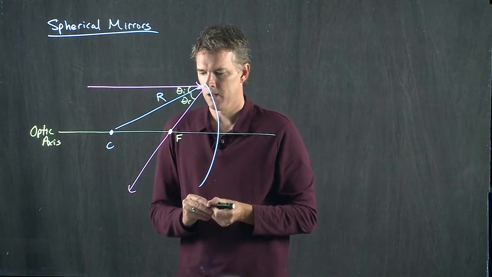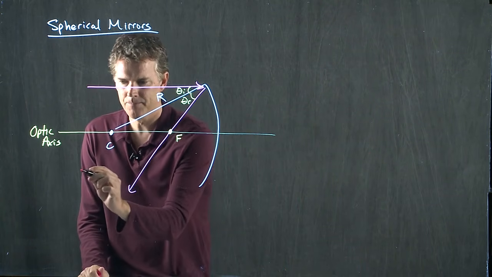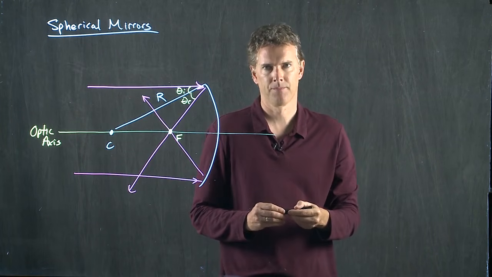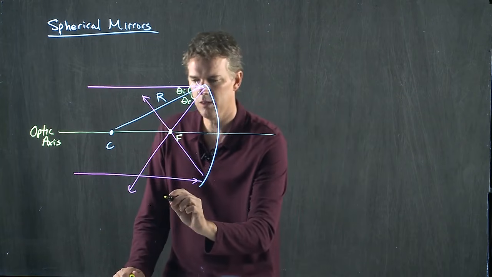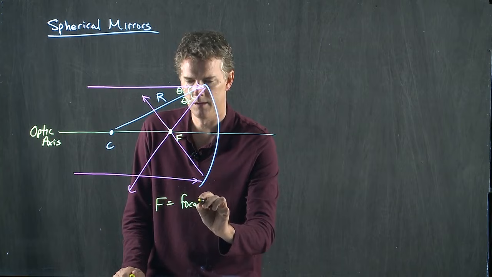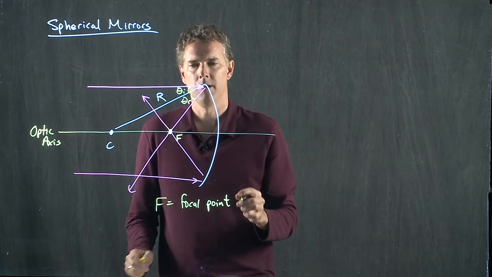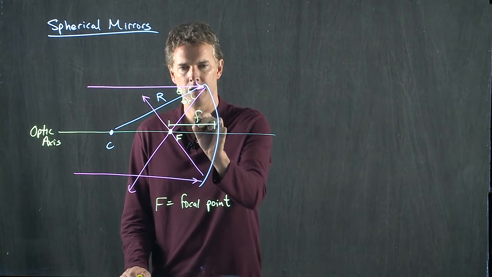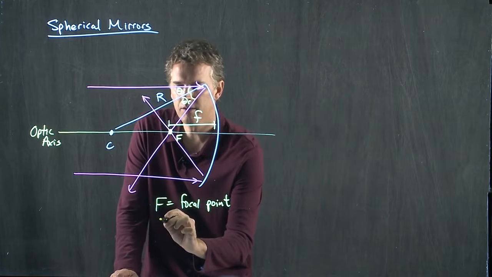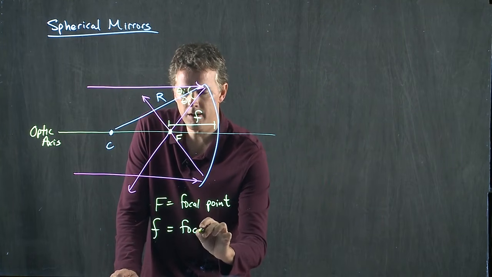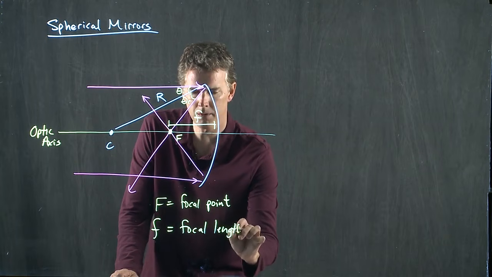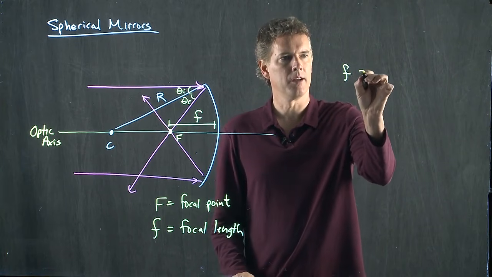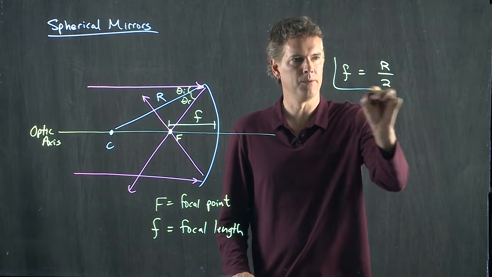Okay? Likewise, if a ray comes in on the other side, it is also going to go through the focal point. This F is called the focal point. There is a focal distance associated with that, which is this distance right here, F. And that F has a very special relationship to the radius of curvature of the mirror R, and it's the following. F is equal to R over 2.